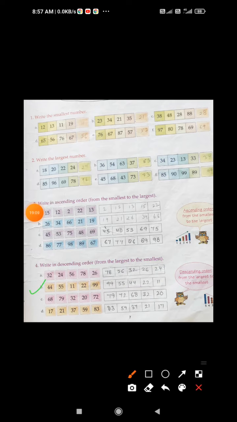Now B part, 44, 55, 11, 22, 99 is given. Now write here 99, you have to write in descending order, then 55, then 44, then 22 and last 11. Like this you do these two parts also, yourself in homework, in books only.